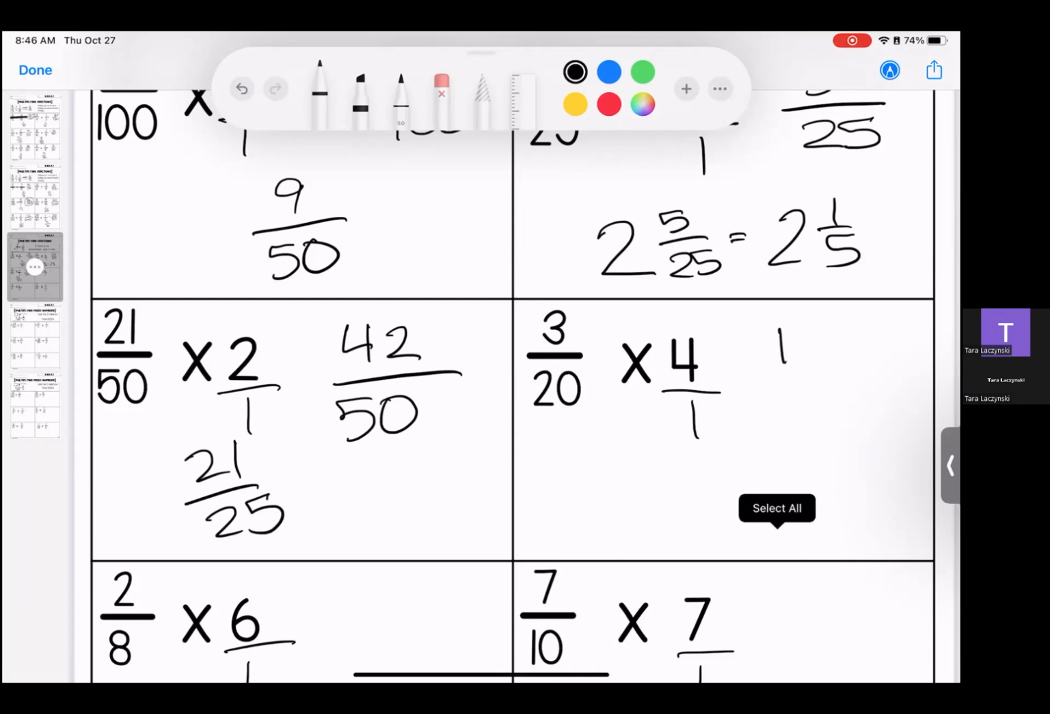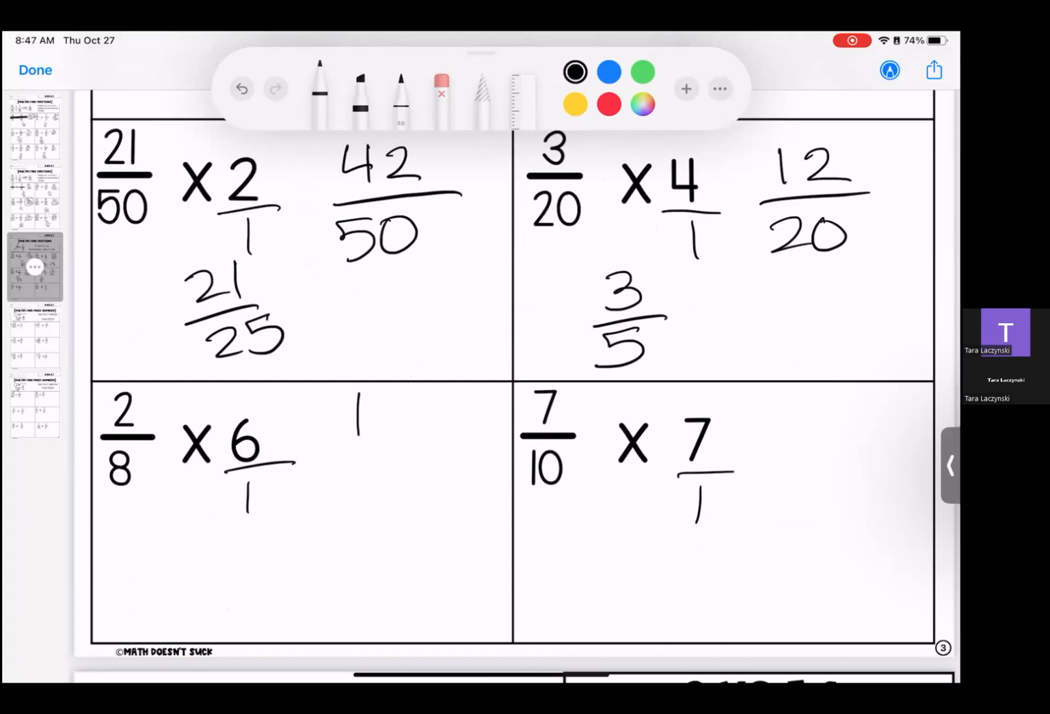Okay, 3 times 4 is 12. 20 times 1 is 20. We could simplify this to 3/5. 6 times 2 is 12. 8 times 1 is 8. Again, we're top heavy. How many 8s can I pull out? I can pull out 1. That would leave me with 4 over 8. I can take that down to 1 and 1/2.